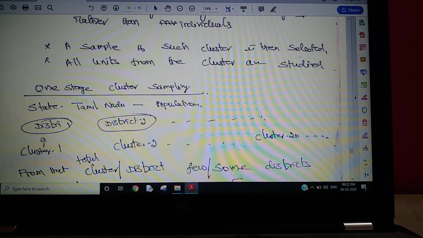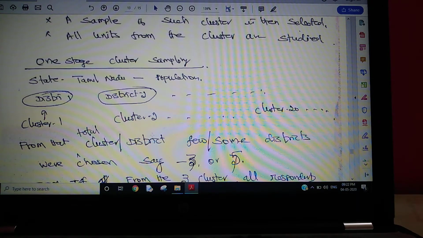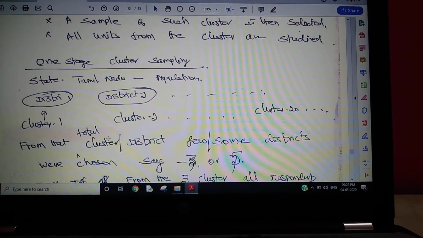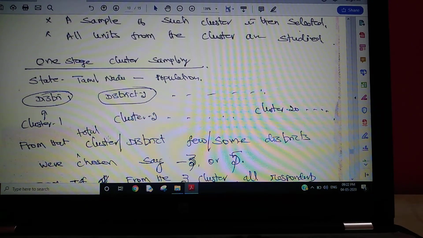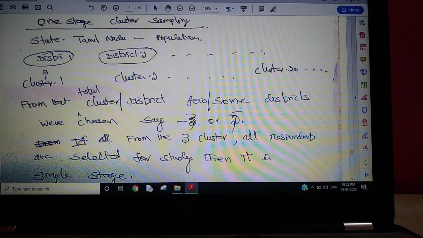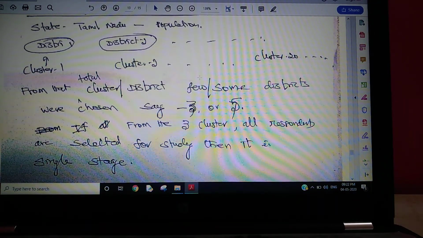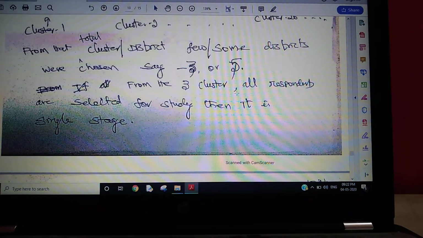the entire state is divided into districts, okay, maybe 37 districts. From the 37 districts, the 1st district, 7th district and 13th district are selected on a random basis. From the total clusters or districts, a few districts are chosen, say 3 or 5. From the 3 clusters, all the respondents are selected for the study. If it is at district level, it is very difficult to select all the respondents from these 3 or 5 districts. Then if it is not possible, we go for the second stage.